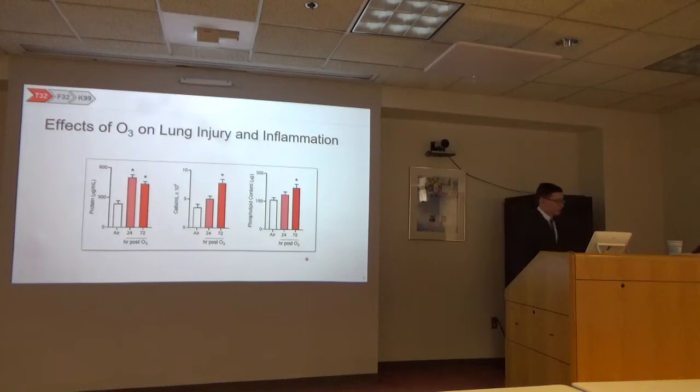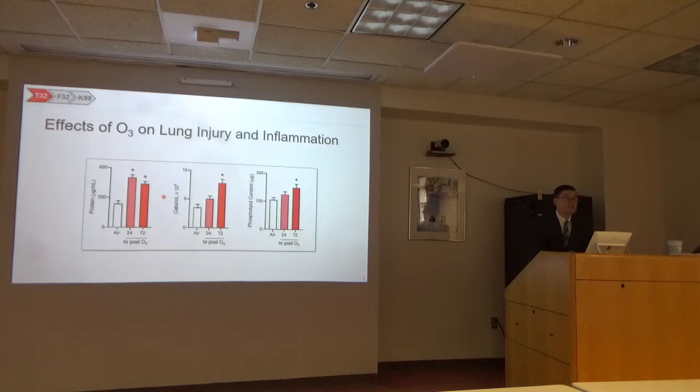And so one of the things we look at is the amount of protein present. And so that's what I'm showing you here in the graph on the left. We just measure the protein content using a simple BCA assay. The white bars here represent our air controls. The light red bars represent bronchoalveolar lavage collected 24 hours after exposure. And the dark red bars are those collected 72 hours after exposure.